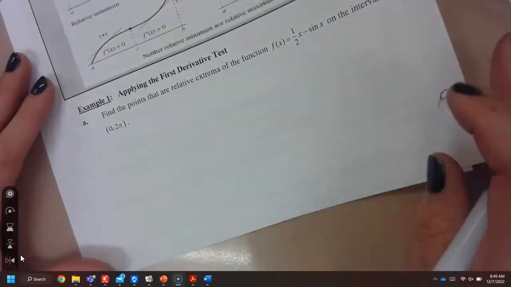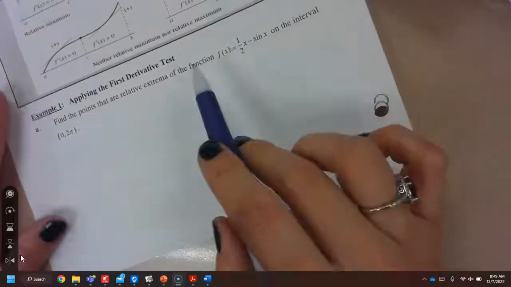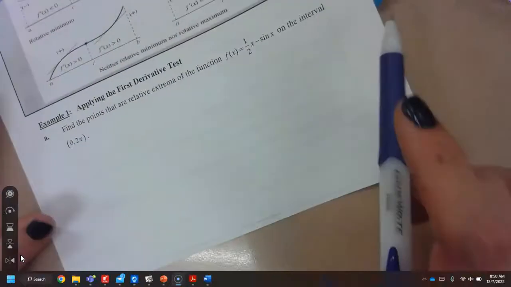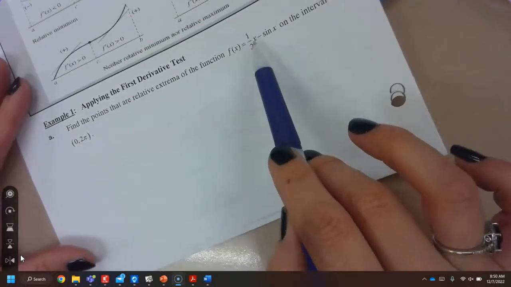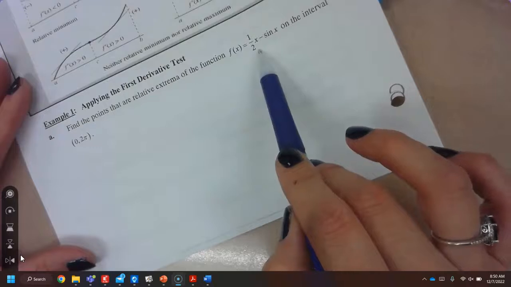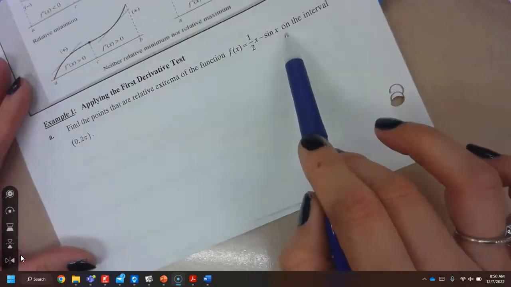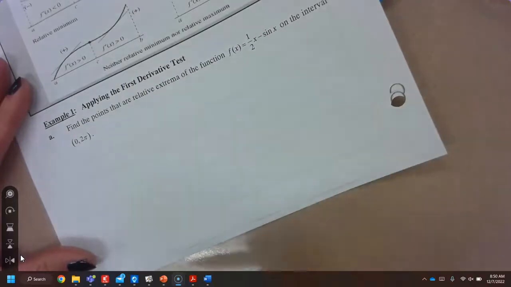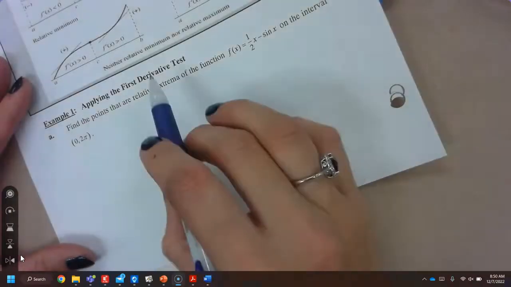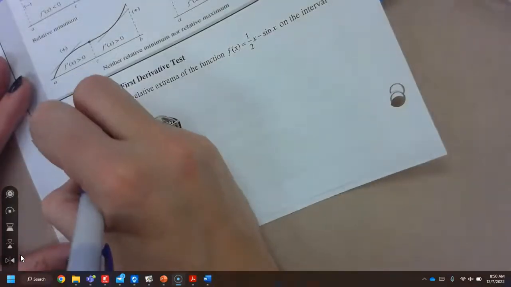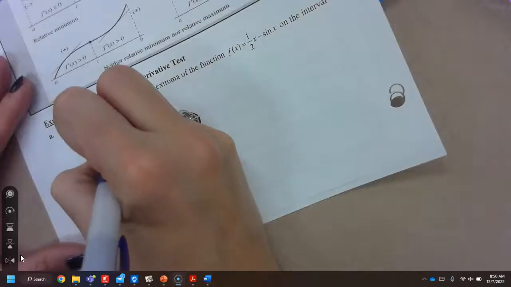So it says find the points that are the relative extrema of the function on the interval 0, 2π. So looking at 1/2 x, I know that that's continuous and differentiable. Looking at sine x, I know that that's continuous and differentiable. So then I know that I can apply the first derivative test. So what I'm going to do is find f prime of x.